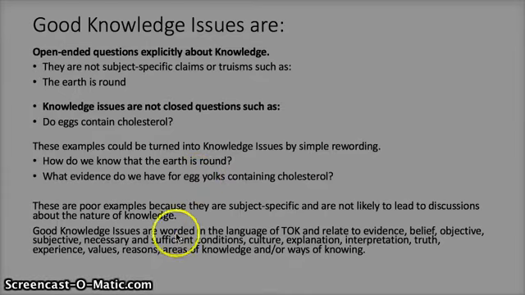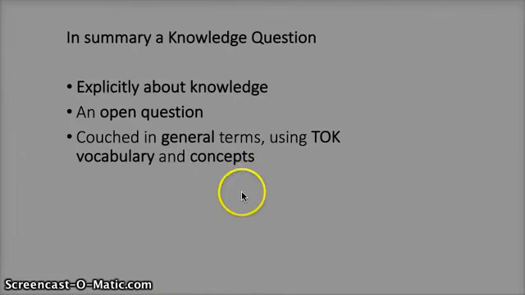Good knowledge issues are worded in the language of TOK, so that we become more objective, and we start to be looking at interpretations and reasons and areas of knowledge to try and understand them. So in summary, they're explicitly about knowledge, they're open-ended, they're an open question, and they're couched in general terms using TOK vocab and concepts. I'll show you how to get some more concepts and vocab in later.